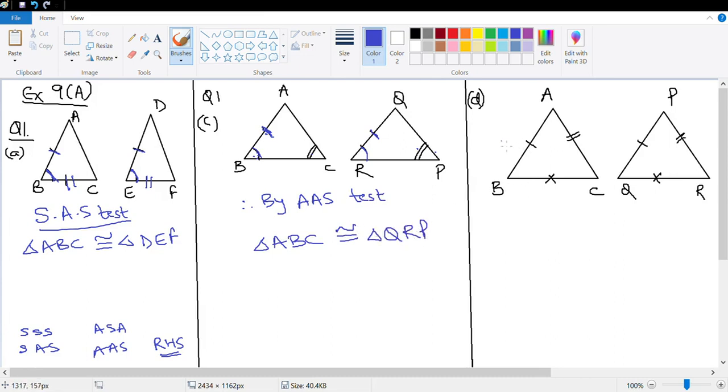Next question, question number 1, part D. It says triangle ABC and PQR, AB is equal to PQ. So AB is given equal to PQ.